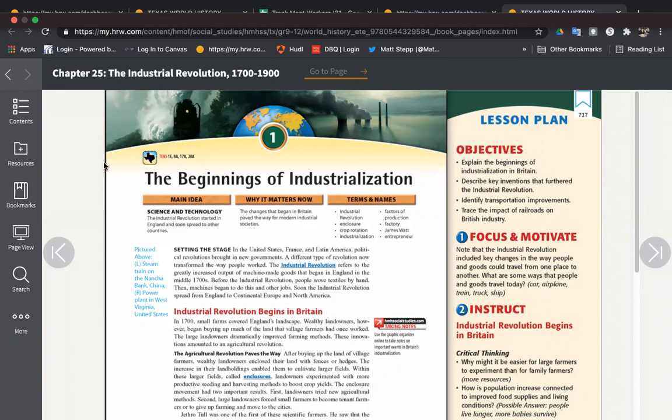And that's kind of what we get to with the Industrial Revolution. Before the Industrial Revolution, people wove textiles by hand. Then machines began to do this and other jobs. Soon the Industrial Revolution spread from England to continental Europe and North America.